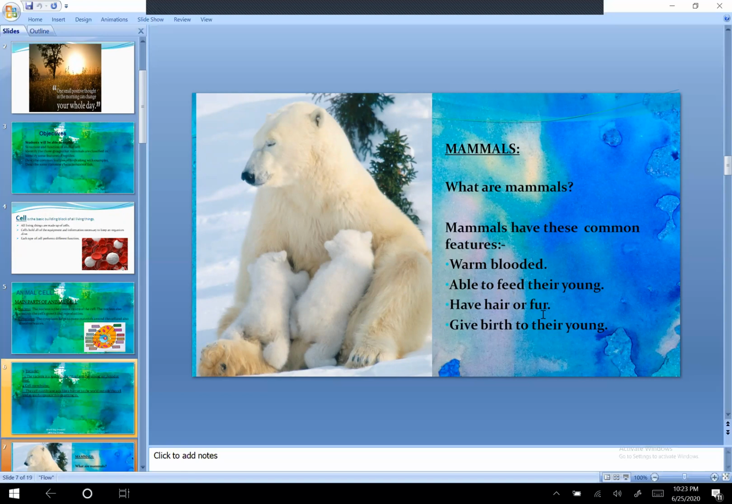They have hair or fur. Children, you can see over here that there is thick hair or fur on the polar bear's skin. Why? It protects it from the extreme cold. Okay, they give birth to their young.